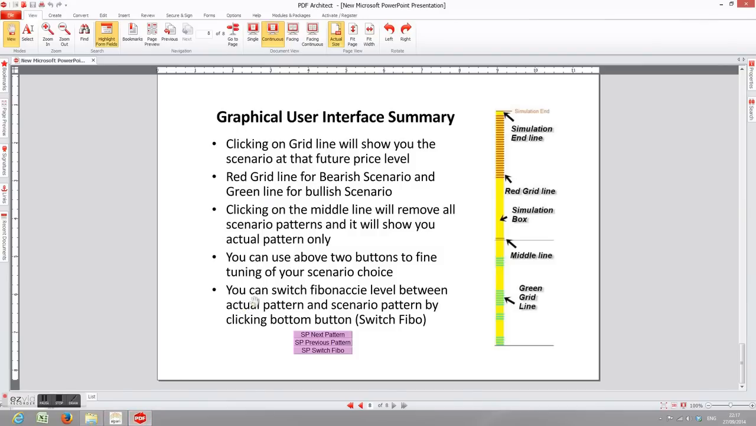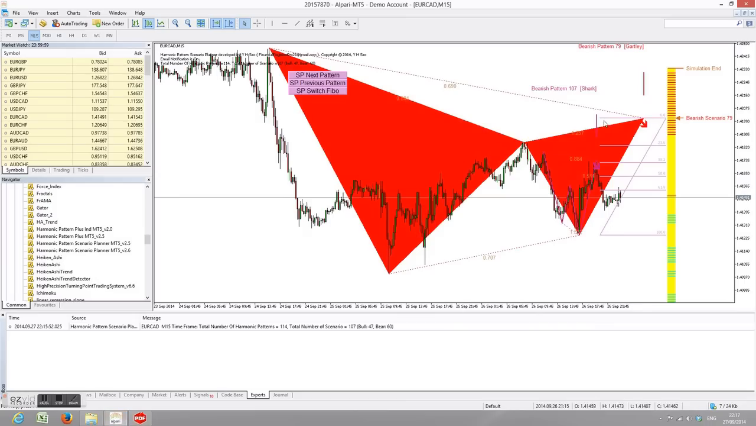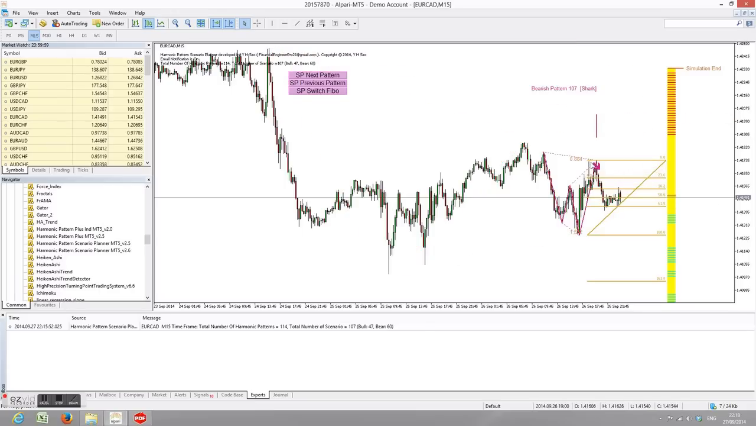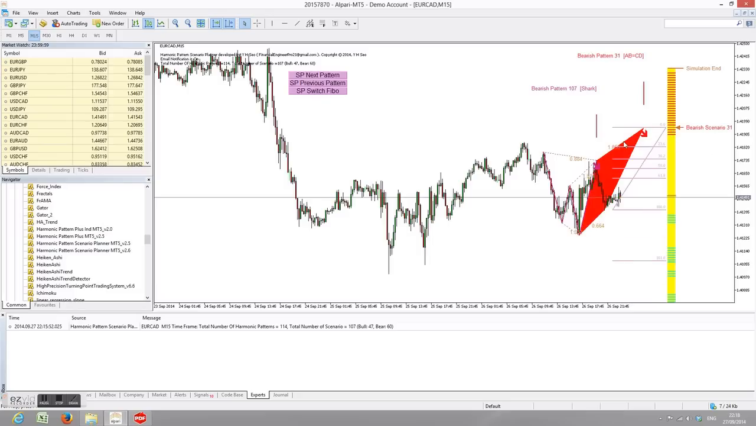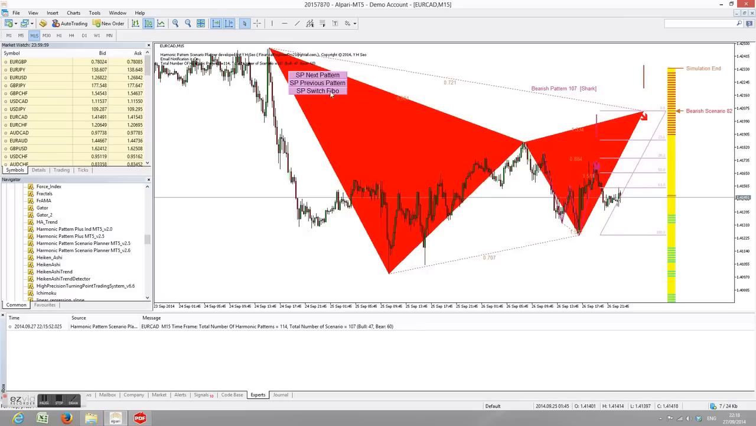Also you can switch the Fibonacci level between actual pattern and scenario patterns by clicking the bottom button, Switch Fibo. So for example, for now the Fibonacci retracement level is for these scenario patterns, but if you click this button, the Fibonacci retracement level will be for these actual patterns only. Like this, check.